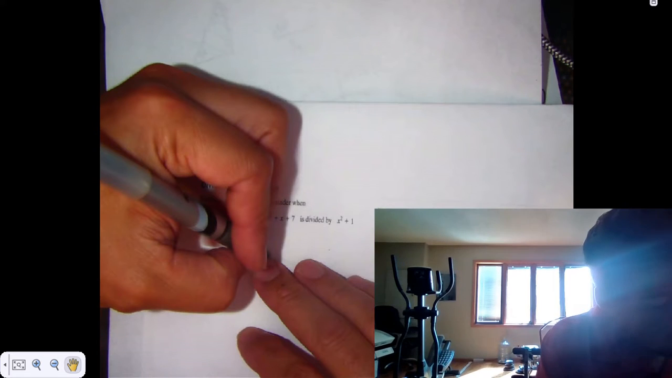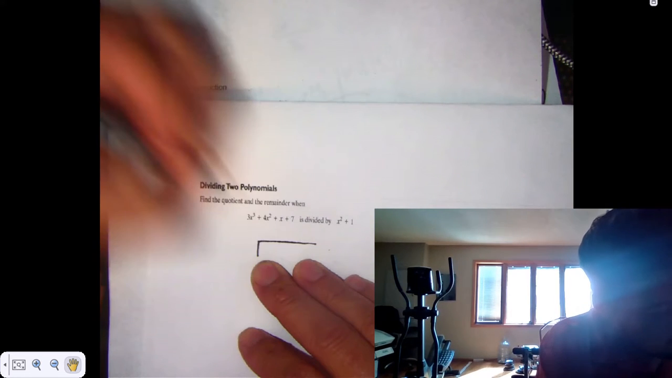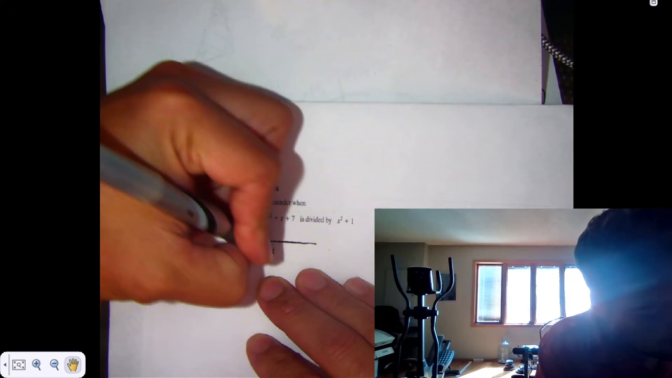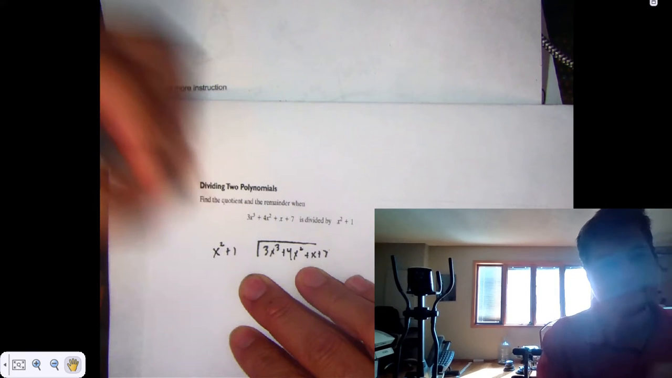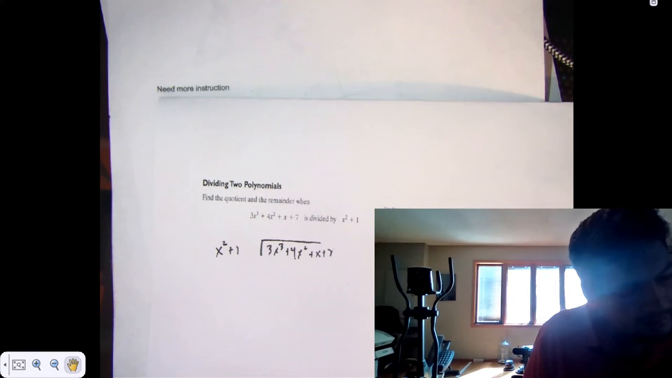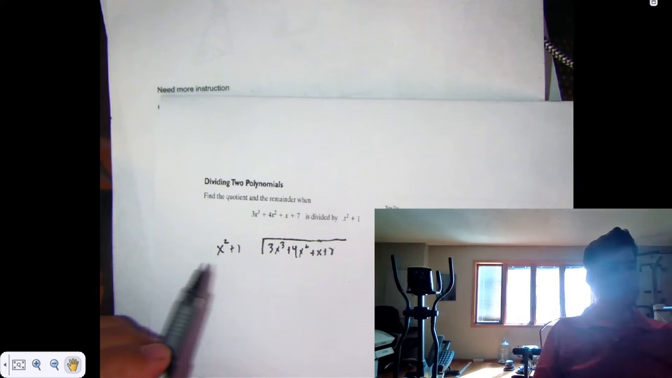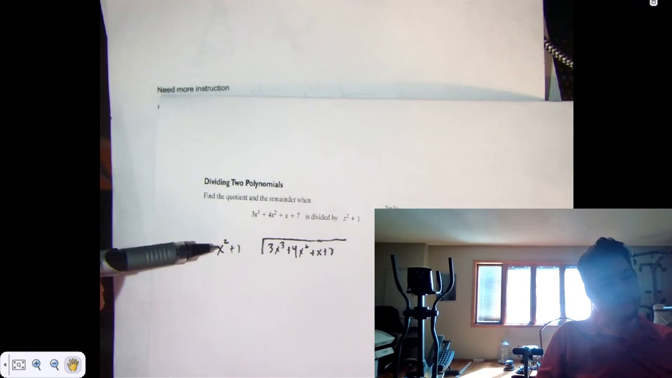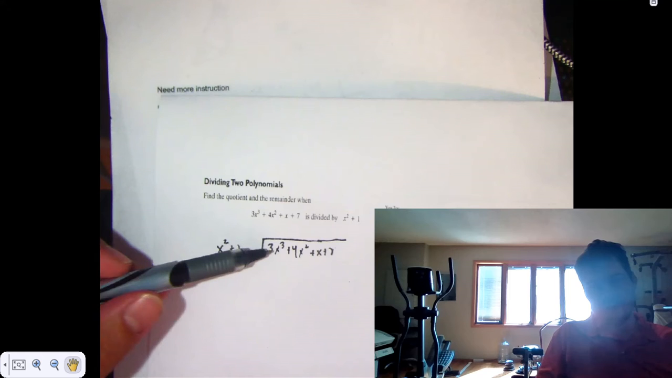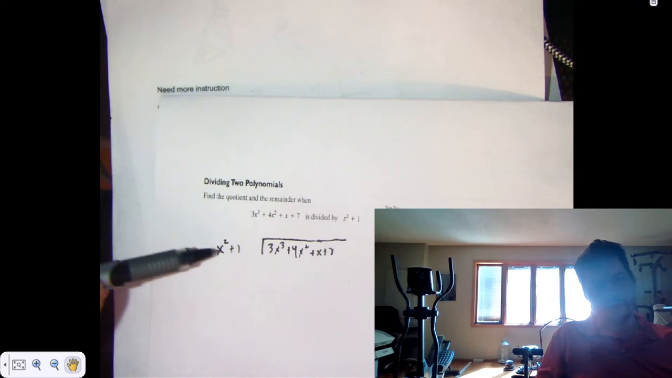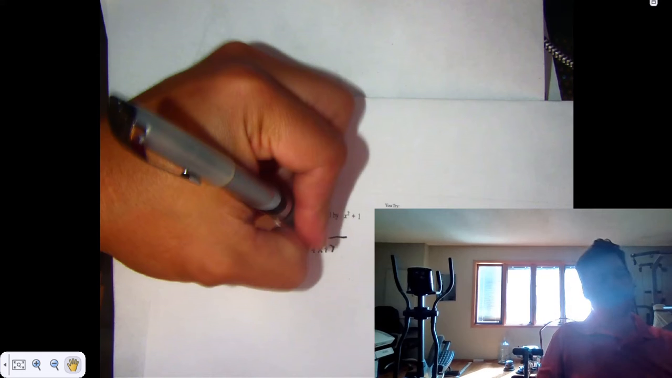So we are dividing 3x cubed plus 4x squared plus x plus 7 by x squared plus 1. And when you do a problem like this, your job is to decide what you have to multiply the variable, in this case x squared, by to become the highest powered variable in the divisor symbol. Well, you're going to multiply x squared by 3x. And I like to put things where they belong. I put 3x above x, but that's just me.